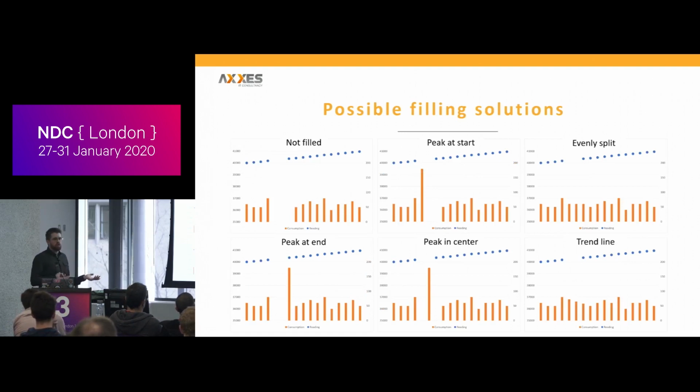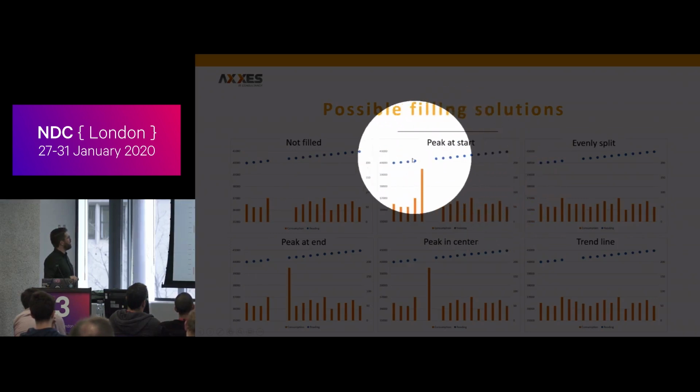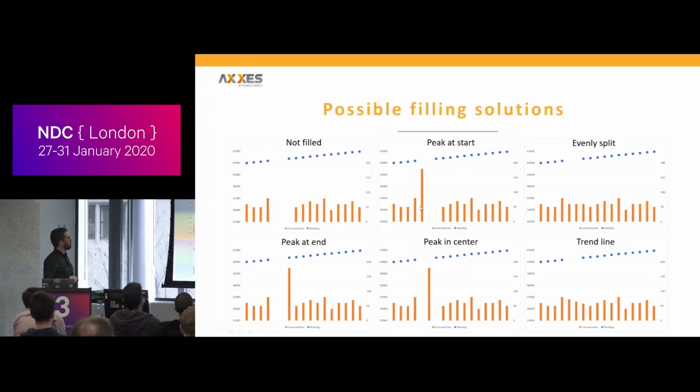You can choose to just not fill it, and you will have a gap in your graph. Or you could do the diff between the last blue dot and the first one and put it as one peak value, all the consumption in one bucket. It's usually not what you want, because you will trigger alerts that way. And you can put that peak in the beginning of your time period, or at the end, or in the middle. You can choose to take that value and split it evenly.